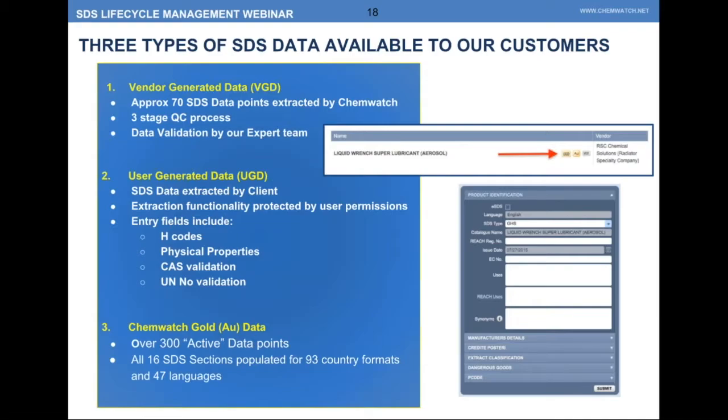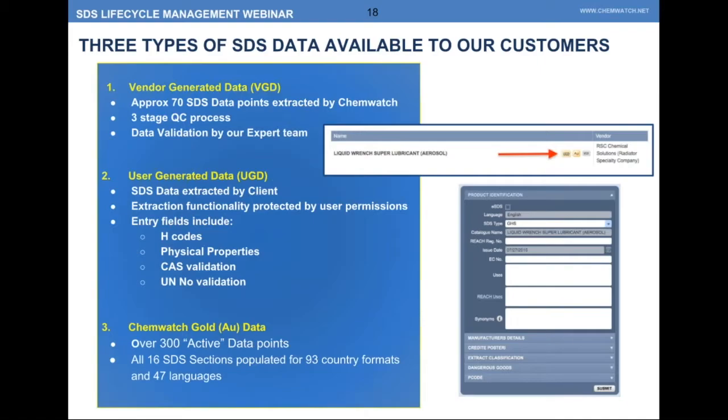So the extraction functionality, we protect it by user permissions. What that means is you choose as the license holder who can do this. Obviously, you don't want everybody in the company doing this. And the entry fields include the following. So you can add your own data. Then also we have a third choice. I call it the third part of our data spectra.